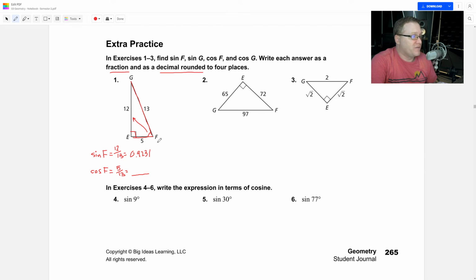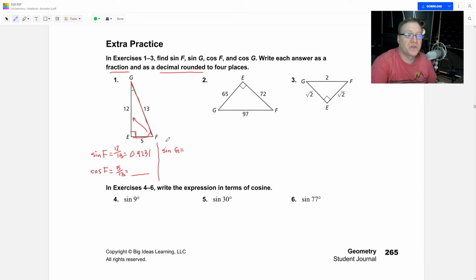All right, so we have sine of f and cosine of f. Now it also wants us to find the sine of g. All right, sine of g. So again, here's G. Actually, let me take that off and do it in a different color. All right, let's do it in green. So here's G, and then we want to find the sine.